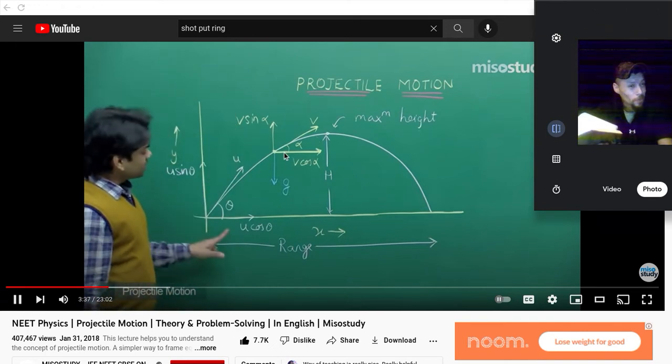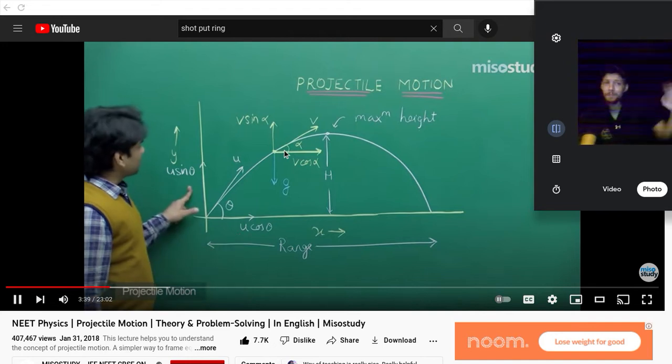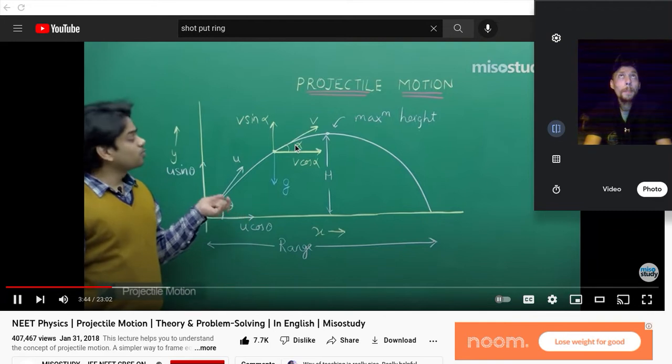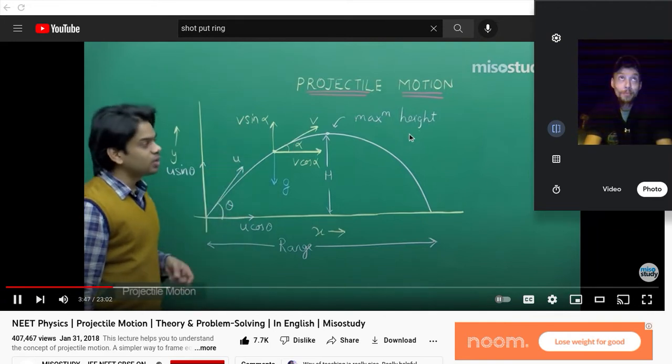The initial velocity is u cos theta along the x direction and u sin theta along the y direction, and the acceleration acting along the motion is only gravity, and that is vertically downward.